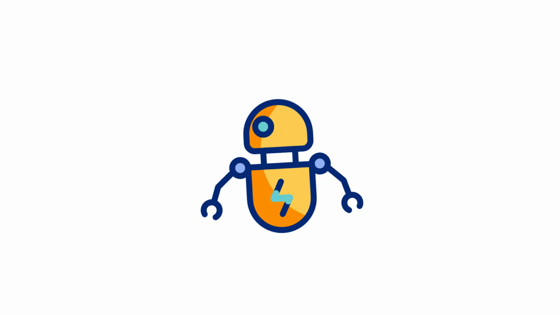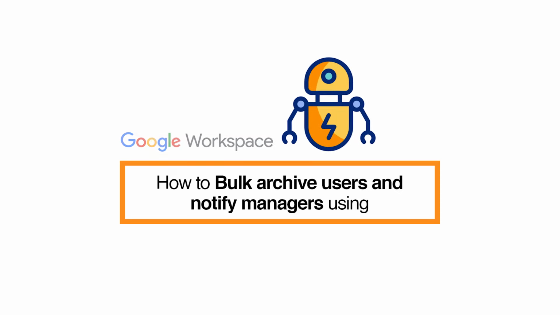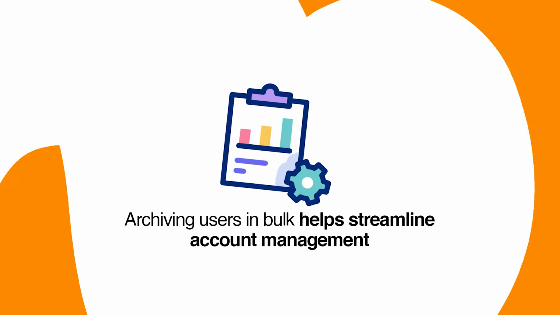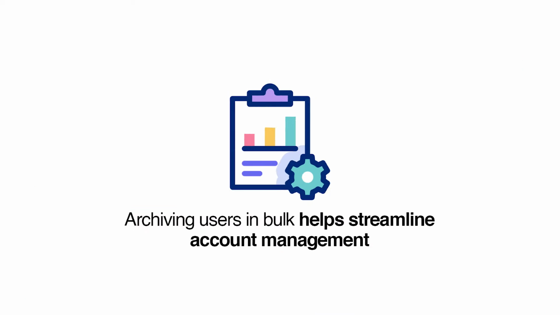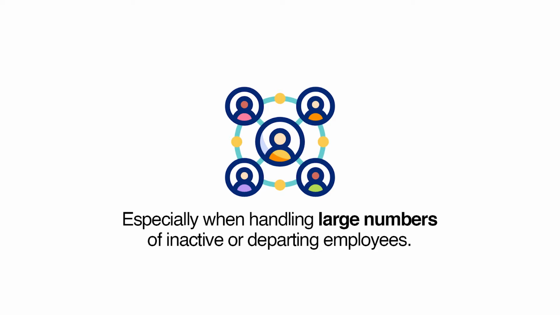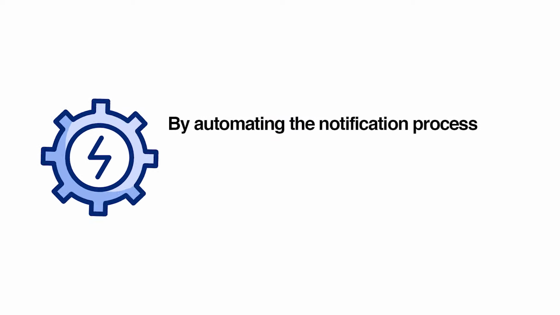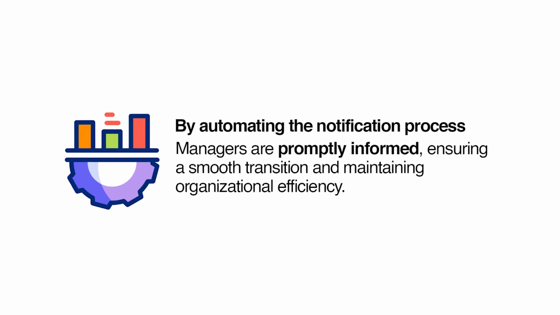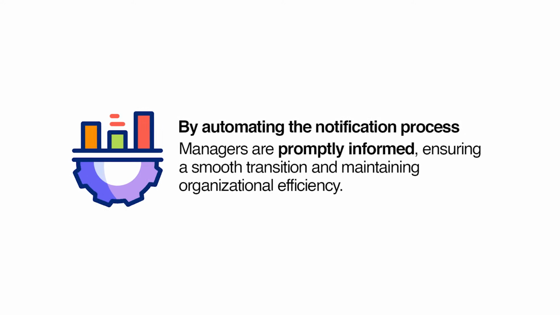Hi there, in this video, you will learn about how to bulk archive users and notify managers using xFanatical Foresight. Archiving users in bulk helps streamline account management, especially when handling large numbers of inactive or departing employees. By automating the notification process, managers are promptly informed, ensuring a smooth transition and maintaining organizational efficiency.